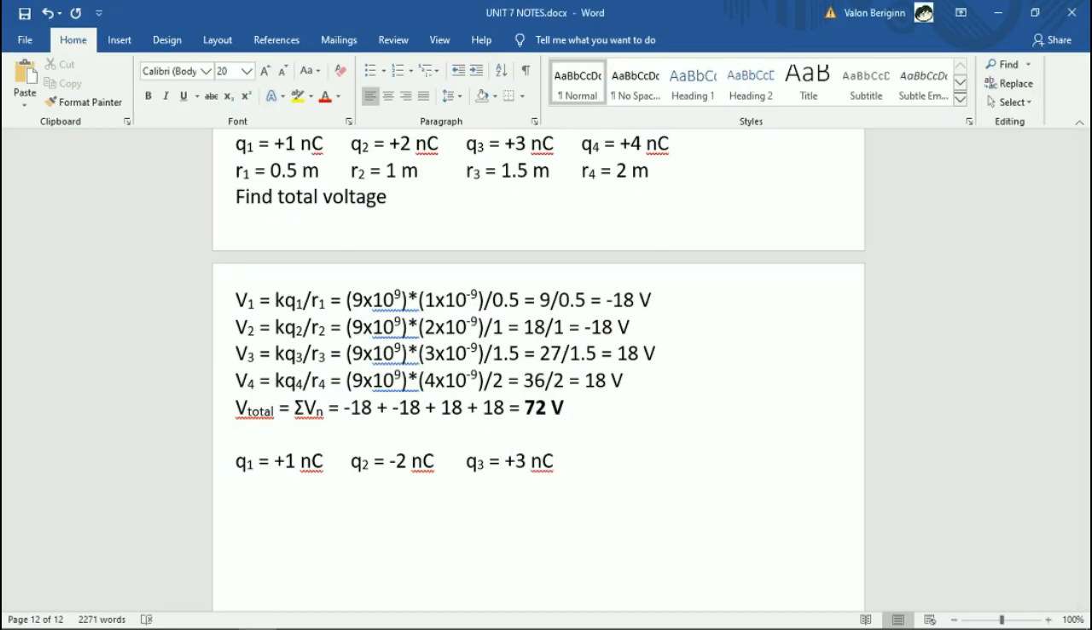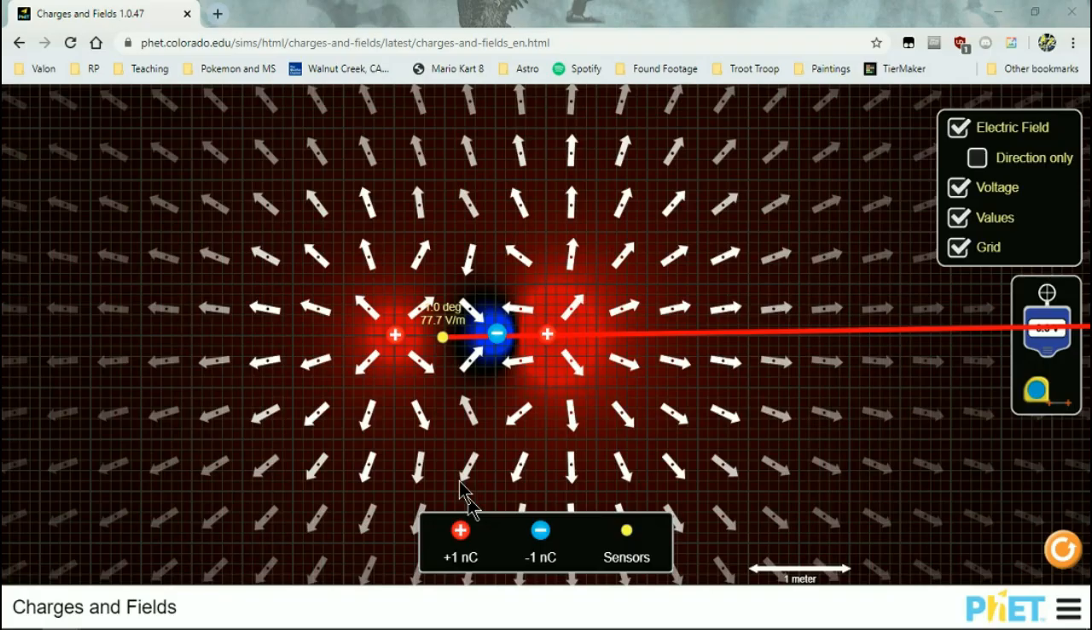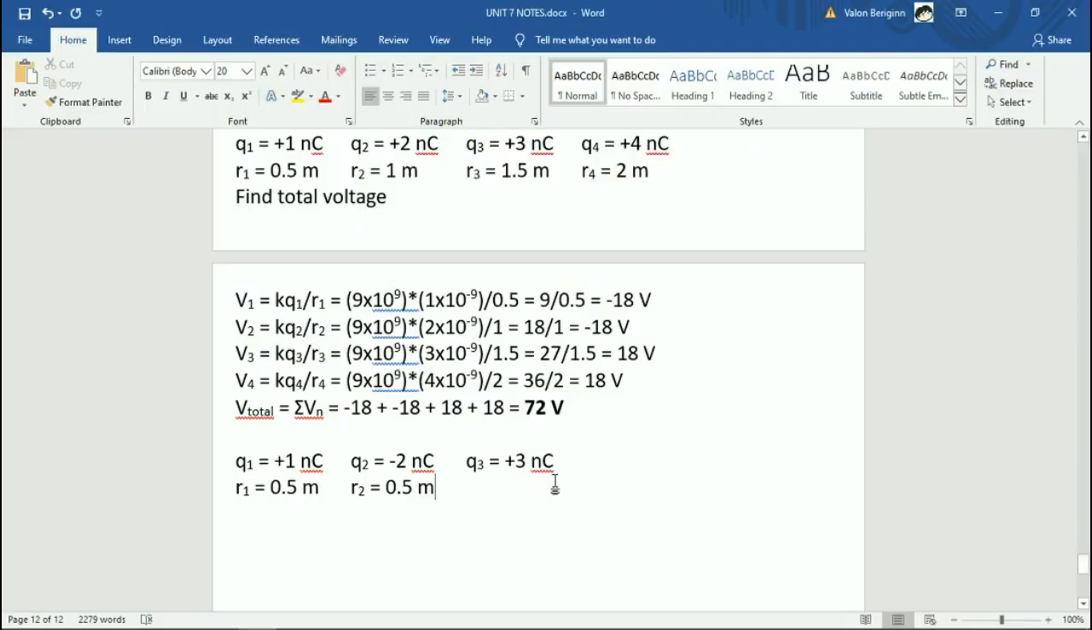And then our distances here. So R1 is 0.5 meters. R2 is also 0.5 meters. It's just in the other direction, right? That's half a meter. That's half a meter. And then R3 is 1 meter. And the question is, find total voltage.